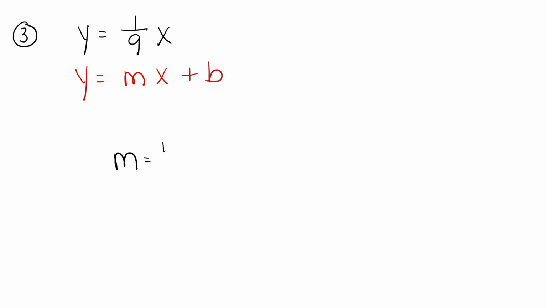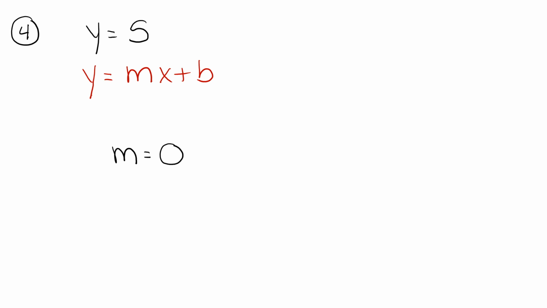For number three, we have the equation y equals 1 over 9x, and it asks you to find the slope and the y-intercept. Again, we're referencing the slope-intercept form equation, y equals mx plus b. M is our slope, so that would be our fraction 1/9, because that's the mx value. The plus b is at the end, and as you can see, we have a plus nothing, in which case b would be 0.